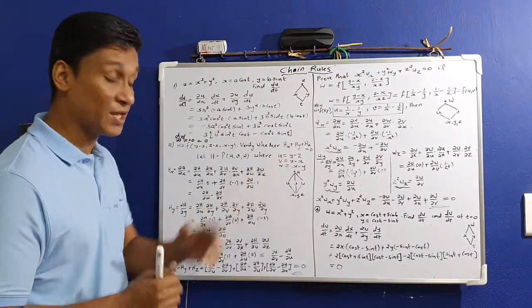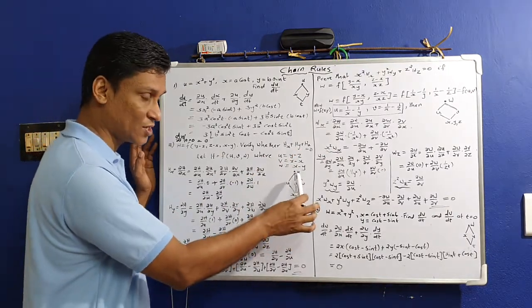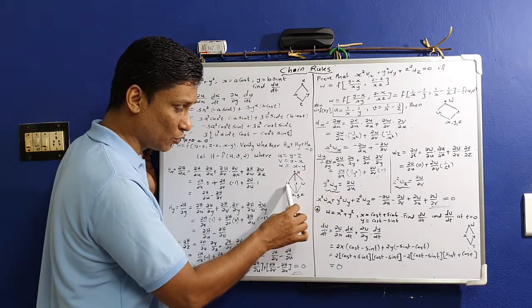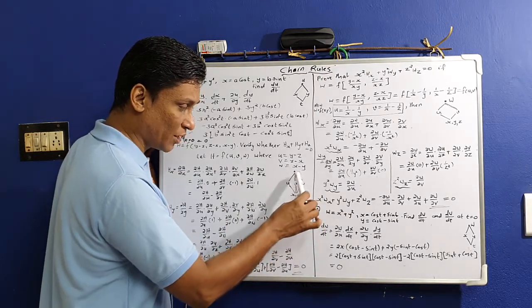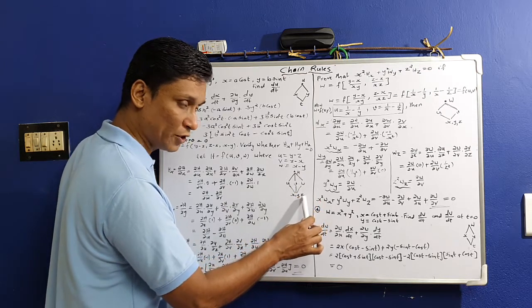One more term is there, hz. How can you find hz? Look at this diagram. hz, ∂h/∂z, is found out by ∂h/∂u into ∂u/∂z plus ∂h/∂v into ∂v/∂z plus ∂h/∂w into ∂w/∂z.